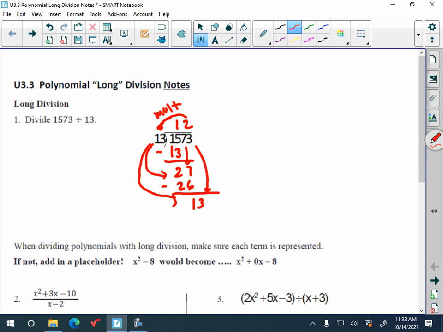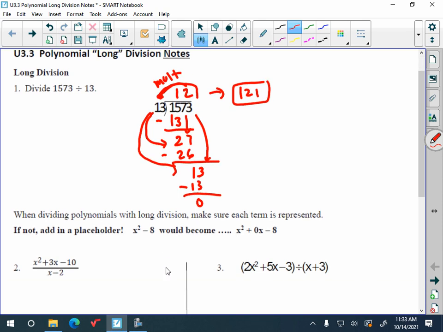13 goes into 13 one time. We take 1 times 13 is 13. We subtract. We get a remainder 0. So the answer is 121. Remainder 0. Okay? Yes? No, because you can't unless you can put variables in. Okay? We're just using the process of just numbers so we can use that exact same process on polynomials.